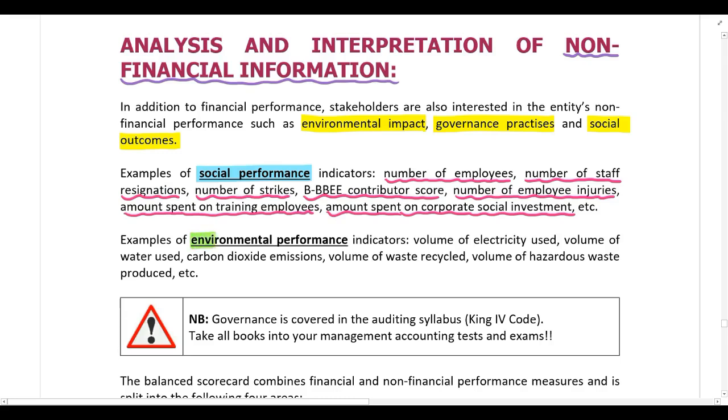For environmental performance indicators, a couple of examples include the volume of electricity used, the volume of water used, carbon dioxide emissions, the volume of waste recycled, and also the volume of hazardous waste produced.